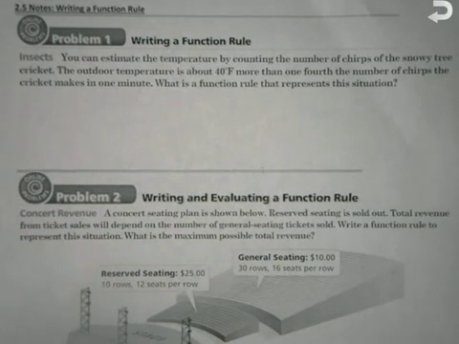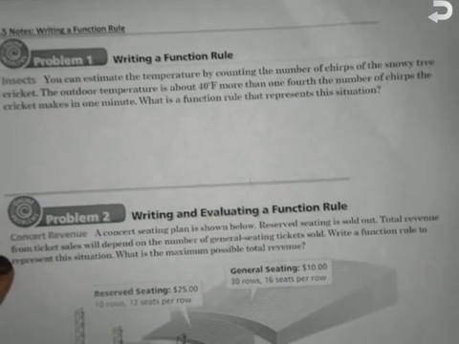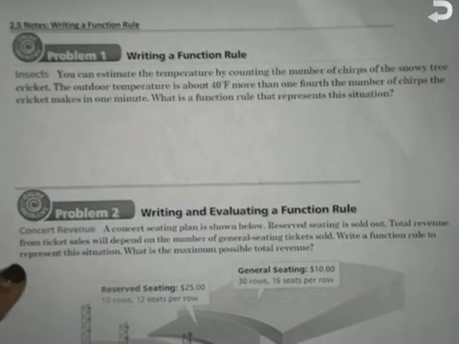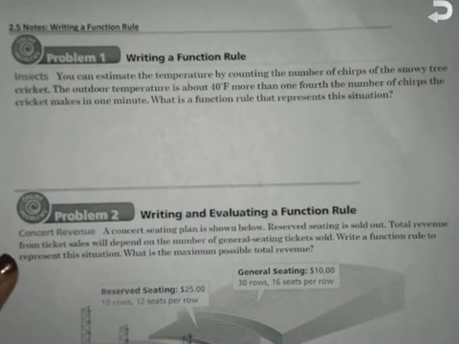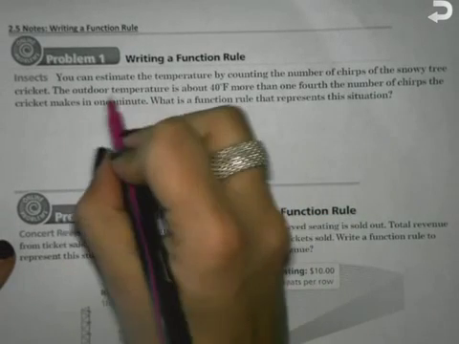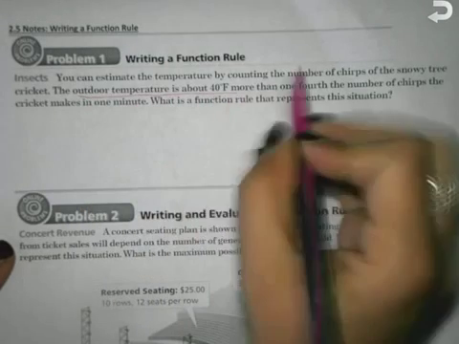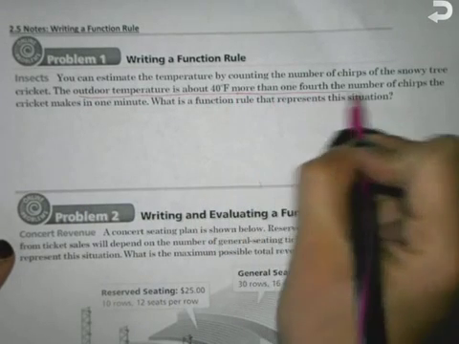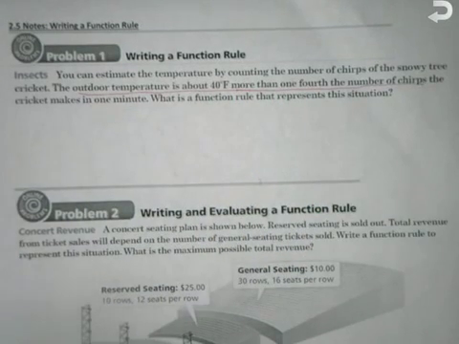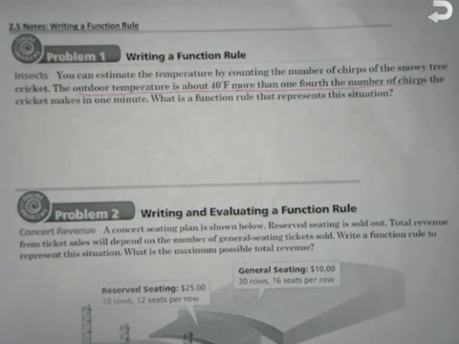Problem 1 says, you can estimate the temperature by counting the number of chirps of the snowy tree cricket. The outdoor temperature, and I'm going to underline this because this is where my equation is going to come from, is about 40 degrees more than 1/4 the number of chirps the cricket makes in 1 minute. What is a function rule that represents this situation?